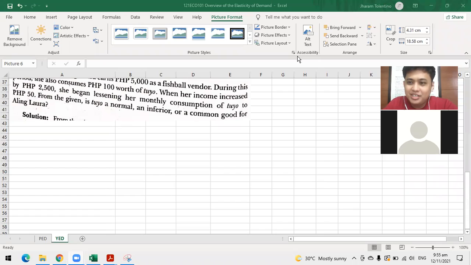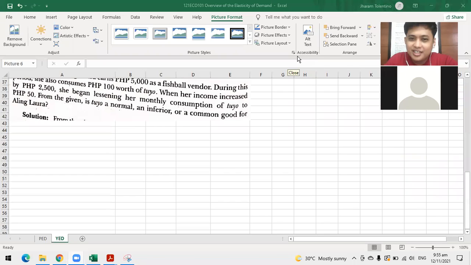Okay. So, can you imagine yourself also eating the same tuyo? 100 pesos per day.